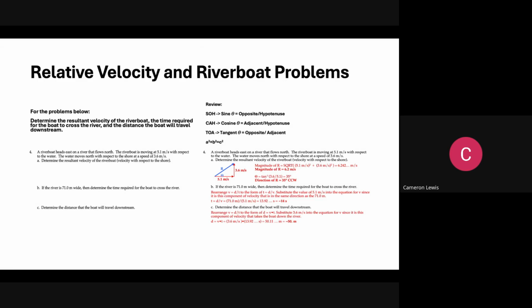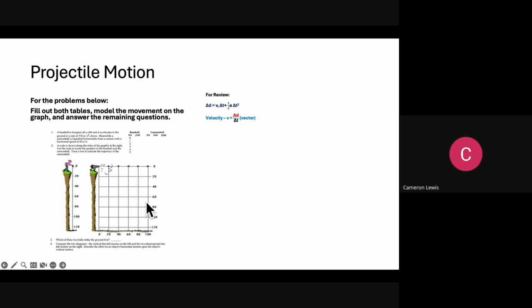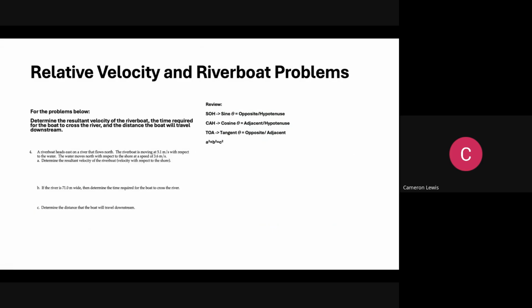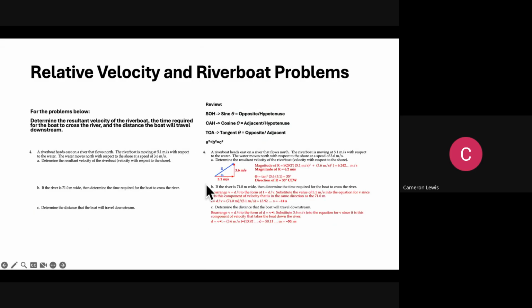But the setup was we have that same riverboat over here, and then we're going across. So now we need to figure out how fast we're going across, plus the way the river is flowing, and then what that resultant is. That's the first part, finding the resultant. And then once we have the resultant, we go by the individual components because now we want to figure out the time it takes to cross the river.